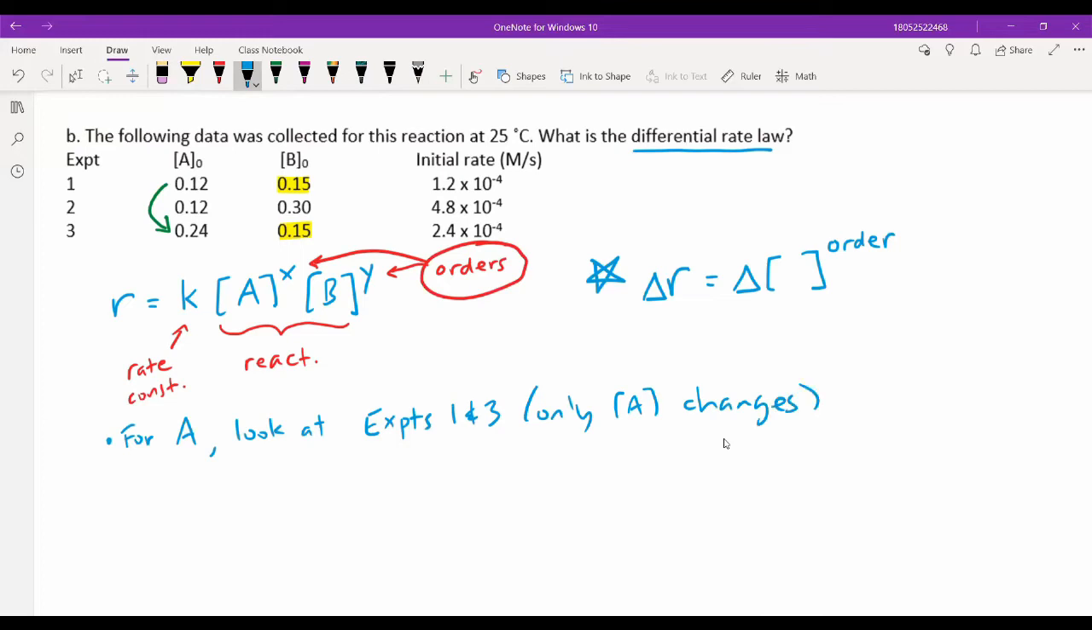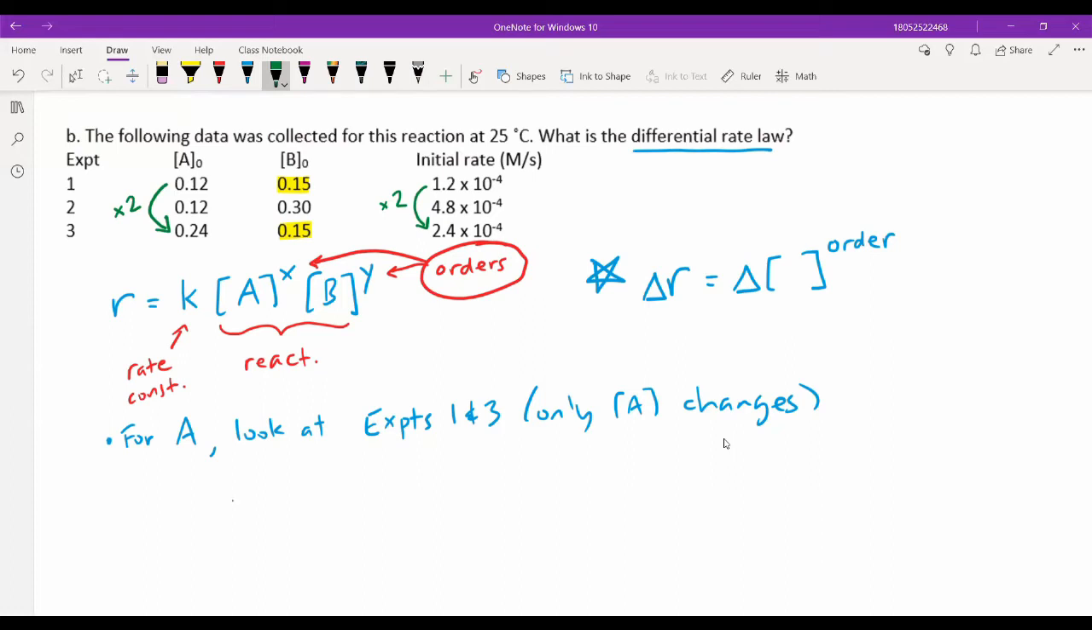And then the quick way is just to look at the experiments and see what's happening to the rate. If you divide the rate of experiment 3 by the rate of experiment 1, you get a factor of 2. If you divide the concentration of A in experiment 3 by that in experiment 1, you also get a factor of 2. It's easy if the numbers are nice and round like these, where you can just look at them. Otherwise, plug it into your calculator and divide them, and you should get some kind of number. And then that just goes in here.